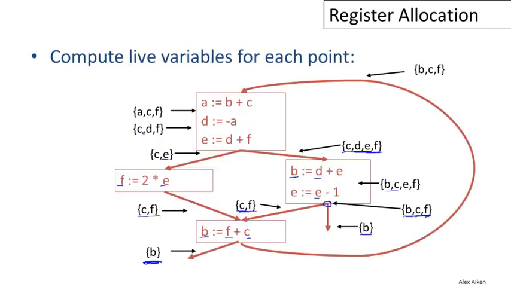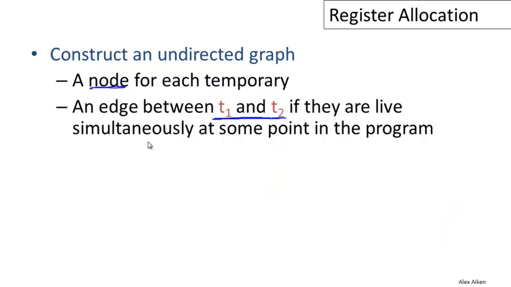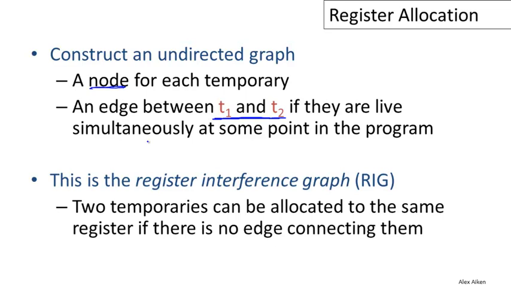All right, so backing up and looking at our little example here, we can see, for example, at this point in the program, C and E are both live. They're both in the live set after this basic block executes. So C and E cannot be in the same register. All right, continuing on. This data structure, this graph, is called the register interference graph, or RIG for short. And again, the basic idea is that two temporaries can be allocated in the same register if there is no edge connecting them in the register interference graph.